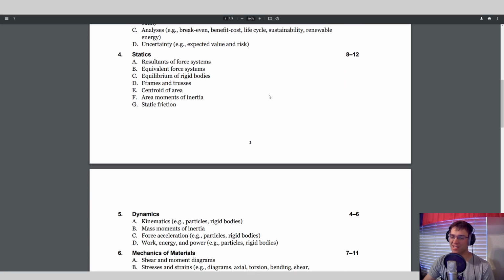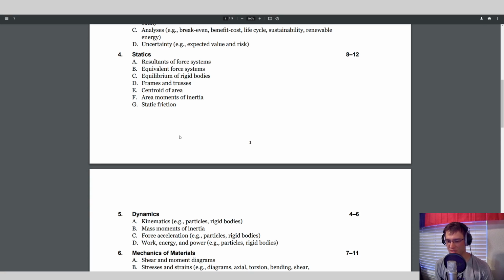There we've got the big statistics. Excuse me. This is going to be resultants of force systems, equivalent force systems, equilibrium of rigid... Oh, statics. I was about to say, this is very physics-driven statistics. No, it is statics, and I cannot read. Yes, resultants of force systems, equivalent force systems, equilibrium of rigid bodies, frames, and trusses, centroid of area, moments of inertia, and static friction. This is the physics of things that don't move.